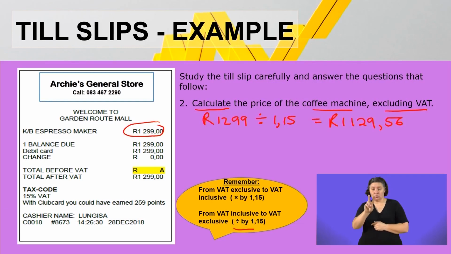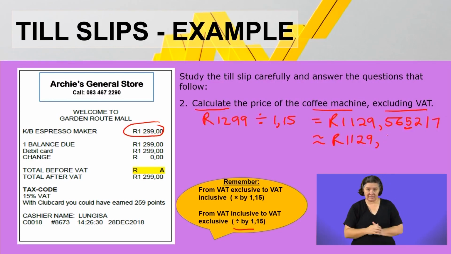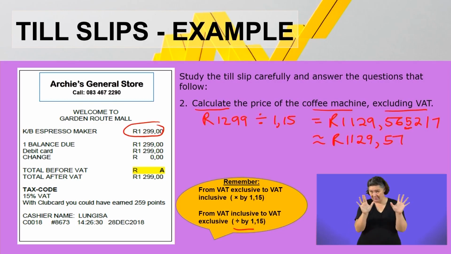Remember, money, we round off to 2 decimal places. So this is what you will see on the screen of your calculator. So you'll see 1,129,565217. So I look at the third number after your decimal. So therefore, the price of this coffee machine, 1,129 Rand, and so that becomes now 57 cents. I hope that is clear, just a bit of rounding off.